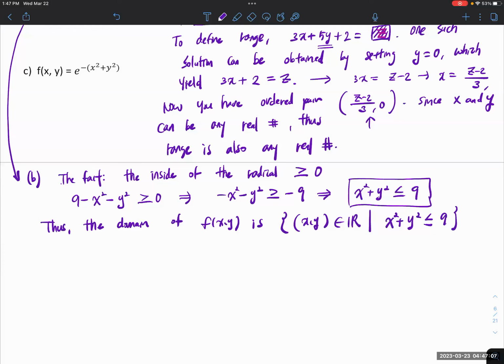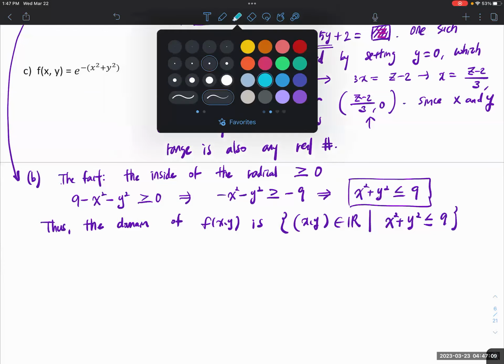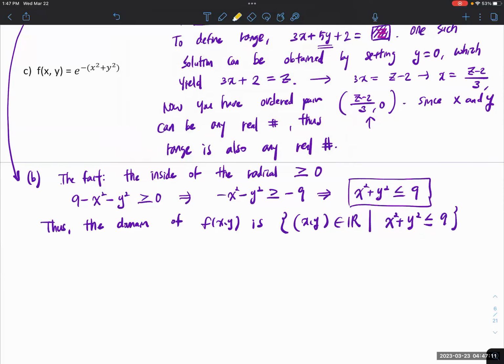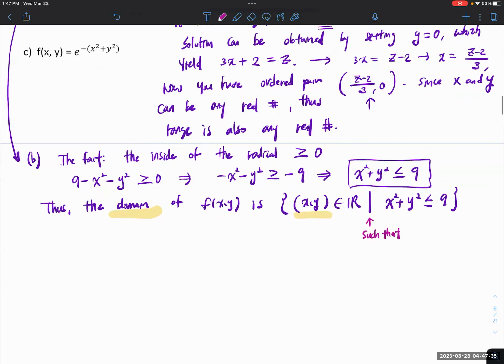Let me read it one more time. This is a mathematical sentence. We are looking for the domain of the function f of x, y. You can choose any coordinate points as real numbers, such that x squared plus y squared is less than or equal to 9. If you satisfy that with the coordinate points, yes, that's going to be the domain of this function.